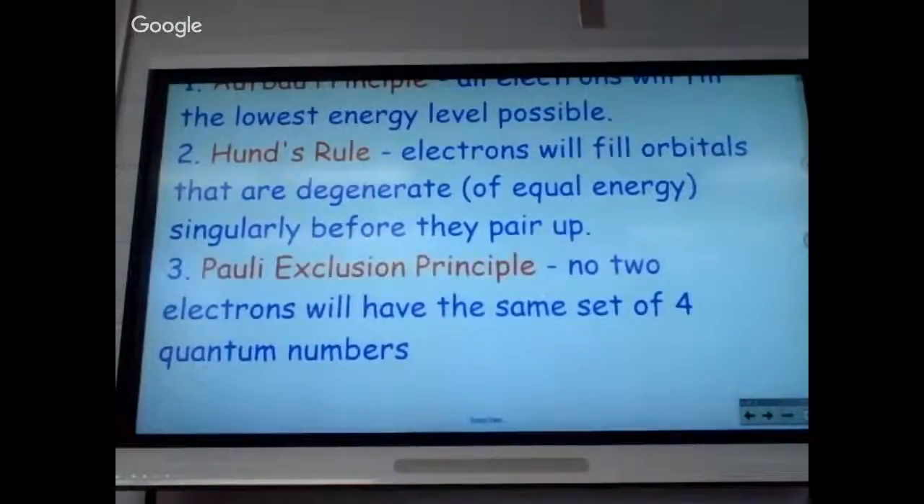All right? The last one is the Pauli exclusion principle. Hold on, I want to change one word.